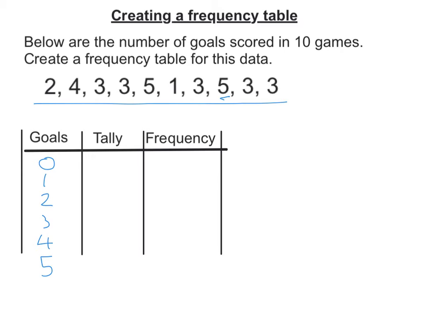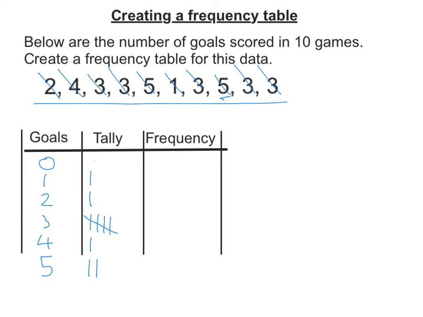Now I'm just going to tally up which ones I've got. So I'm just going to go along each one and put a tally mark in that row. So the first one is 2. So I scored that one out and put a tally against 2. 4 there, 3, another 3, 5, 1, 3, 5, 3, and another 3. Now, as there's already 4 lines in the tally there, we put a line through it, and that denotes that there's 5. Now, I've gone through all my games, so now I can work out the frequency.